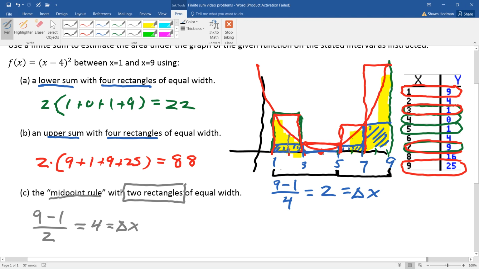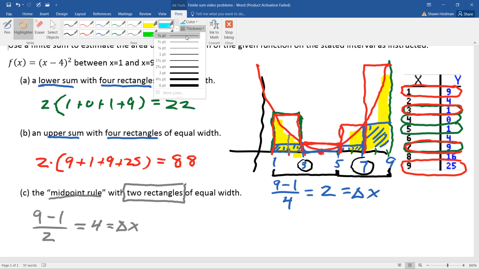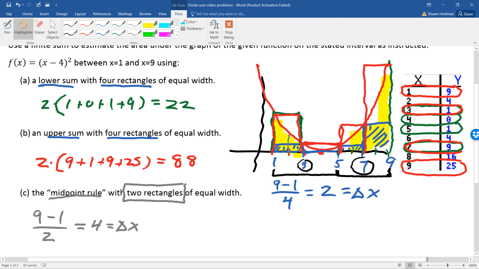We're going to have 2 rectangles. The first one goes from 1 to 5. The second one goes from 5 to 9. And to determine the height of each of these rectangles, we're going to use the point in the middle. We're going to use x equals 3 for the first interval, x equals 7 for the second interval. I'll highlight these in the table. So we're using 3 now and 7 for the midpoints. So for the midpoint approximation here, we're going to use the heights 1 and 9.